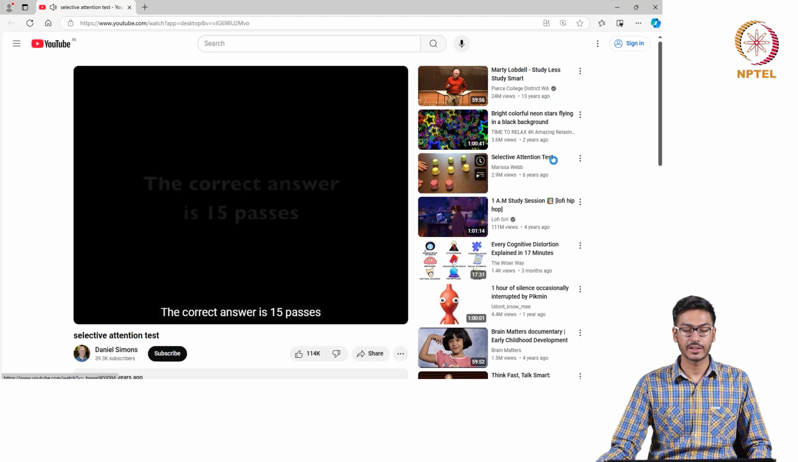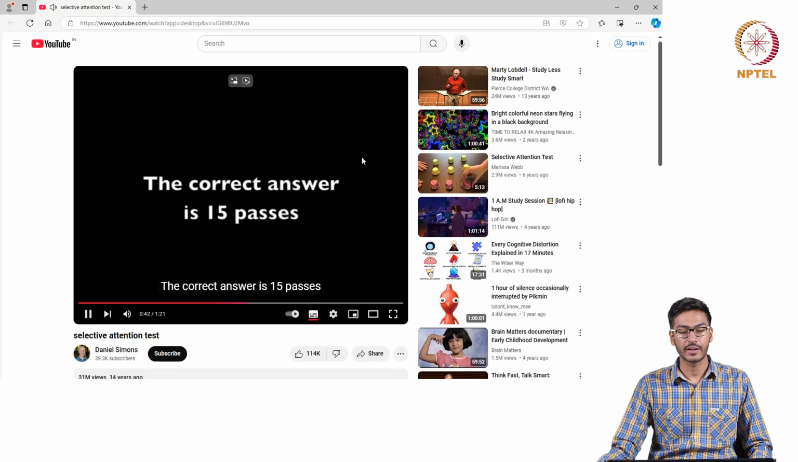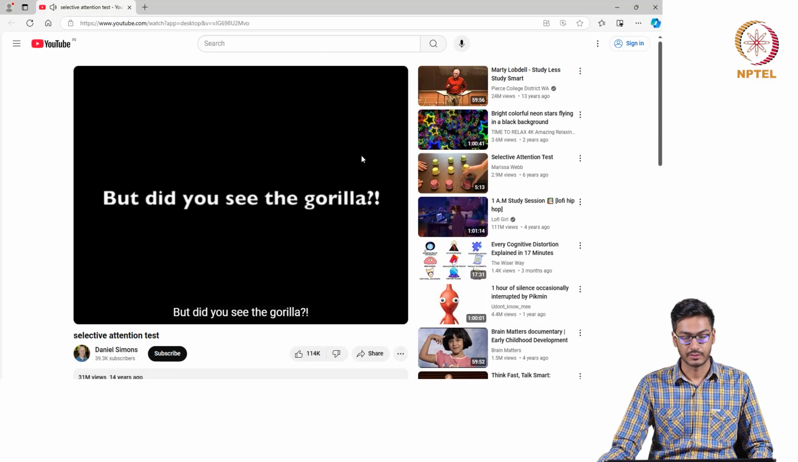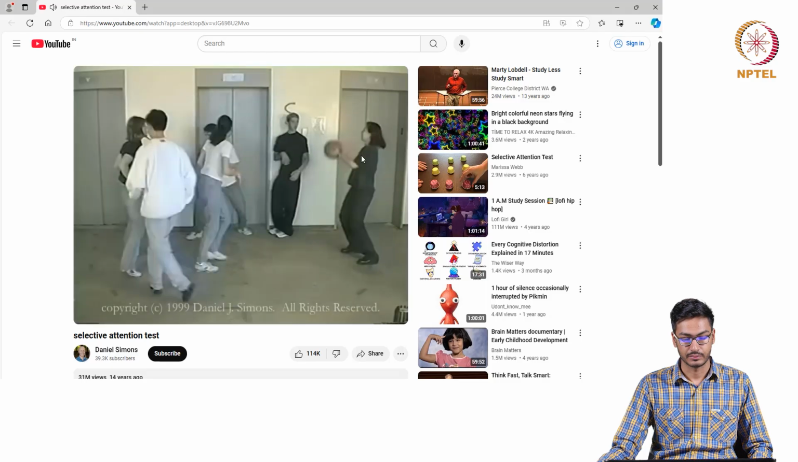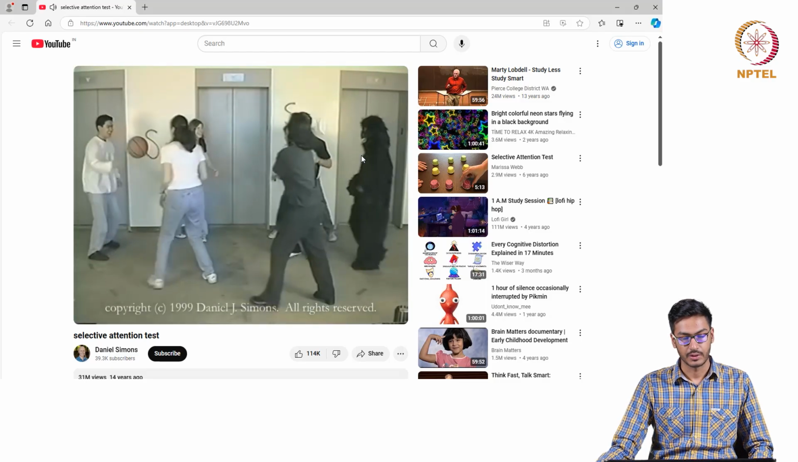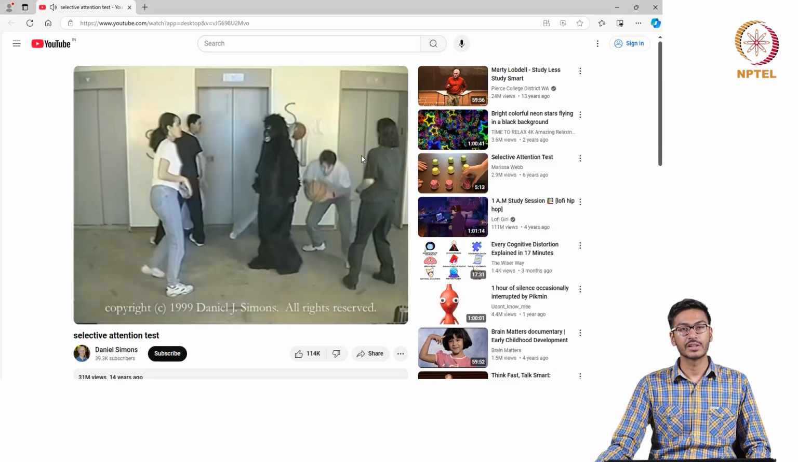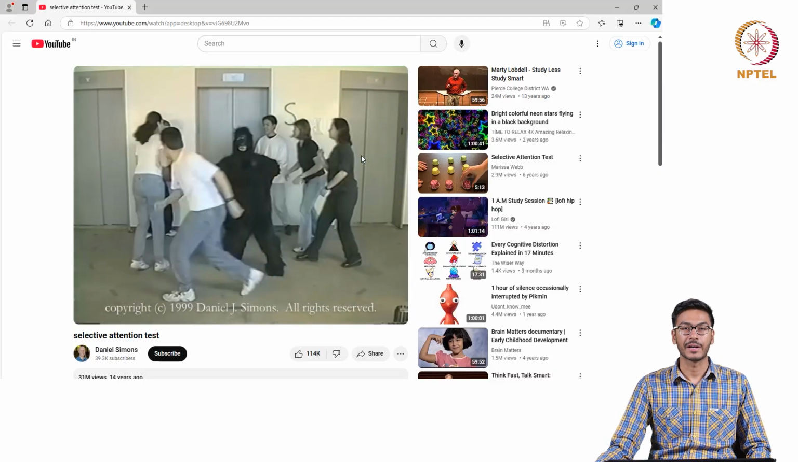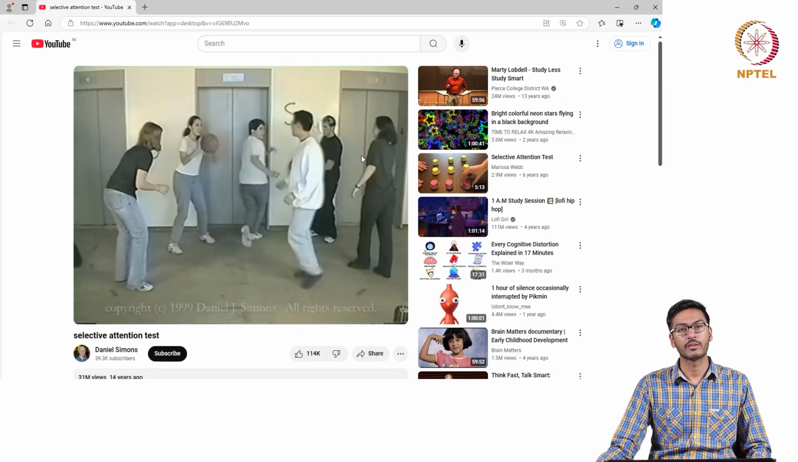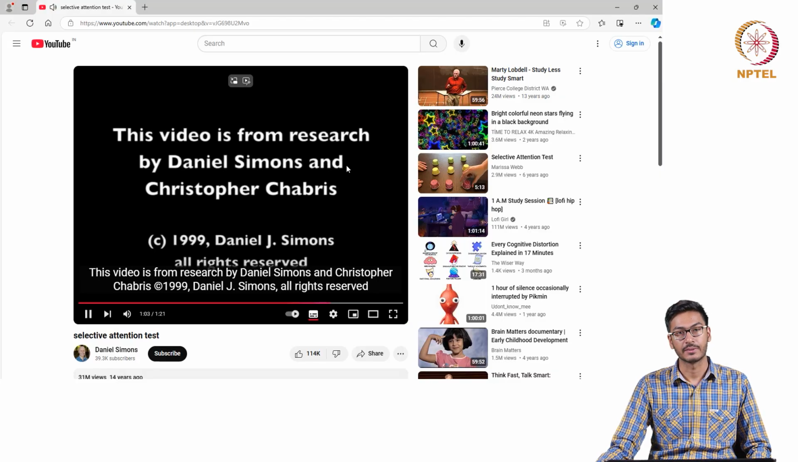What do you think was the pass count? Well, the correct answer was actually 15. If you were focusing on just counting the passes by the people in white, you wouldn't have probably noticed the gorilla.